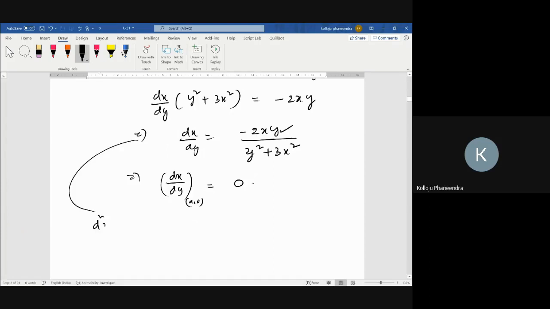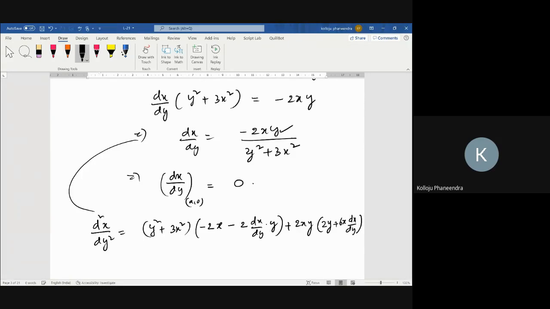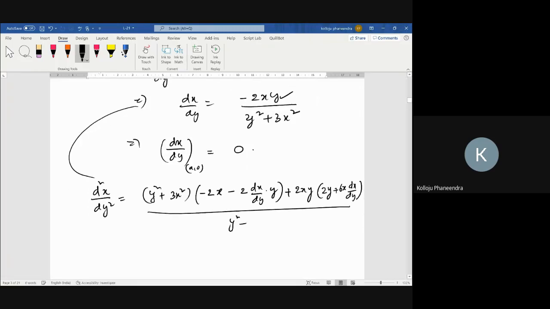Now from this, again calculate one more derivative with respect to y, by the u by v method: v, the denominator, into u derivative with respect to y. Again 2xy, so minus 2, x I am taking constant, y derivative 1, next minus 2 dx by dy, x derivative and y constant. This is u derivative over. Minus into minus plus 2xy and dv by dy, the denominator derivative with respect to y: 2y plus 6x into dx by dy, whole by y square plus 3x square whole square.